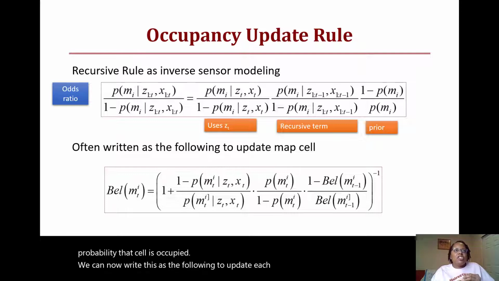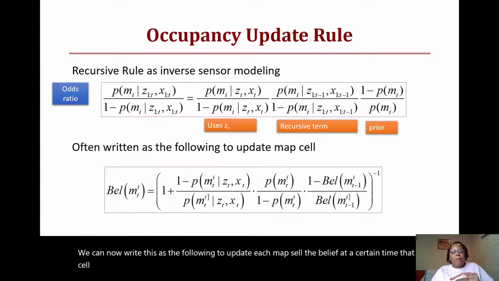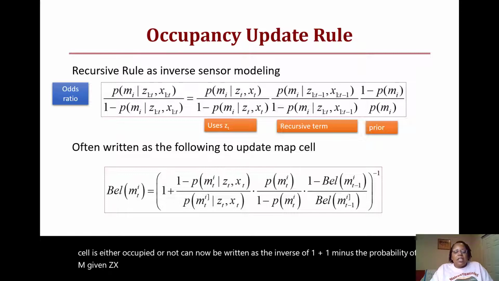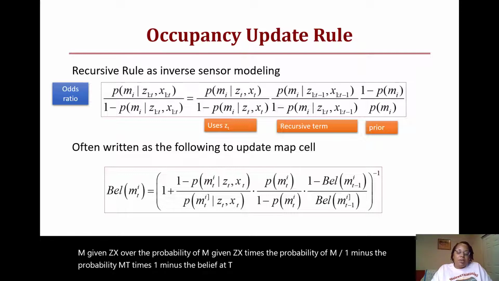The belief at a certain time that a cell is either occupied or not can now be written as the inverse of 1 plus 1 minus the probability of m given z and x over the probability of m given z and x, times the probability of m over 1 minus the probability of m, times 1 minus the belief at t minus 1 that a cell is occupied or not over the belief at t minus 1 that that cell is occupied or not.